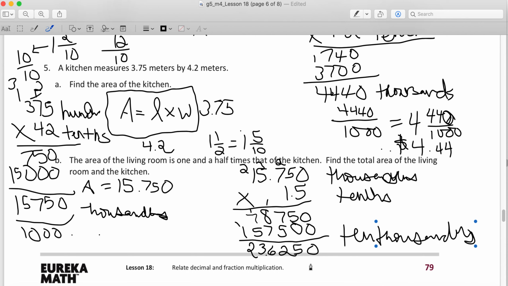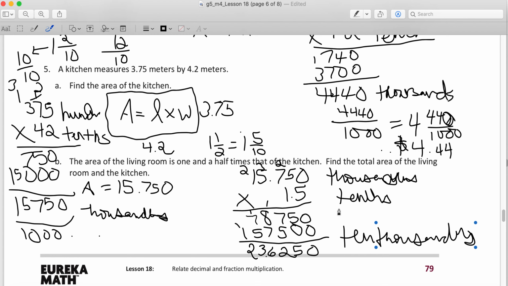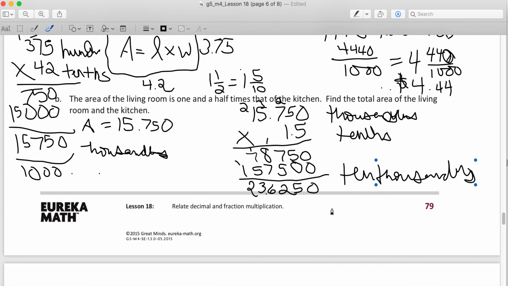Okay. So what is the answer though? The answer is this: 23 and 6,250 10,000s. It says what is the total area of the living room? It's in meters, and so this is your answer. And it didn't tell us to round up, but I'm going to go ahead and round up just because it just makes sense. And that's meters square.